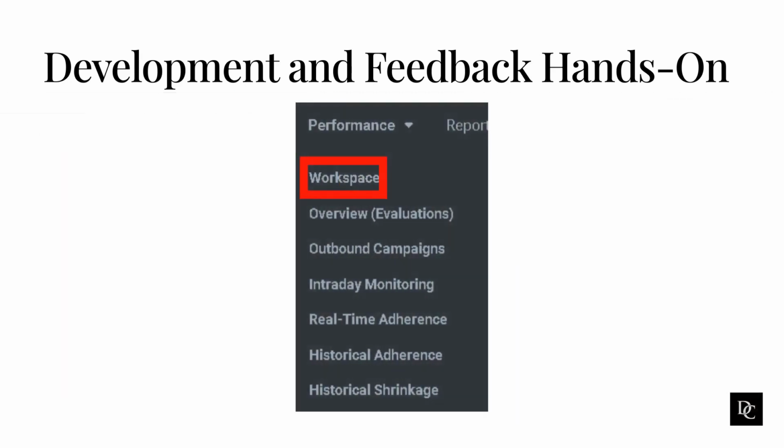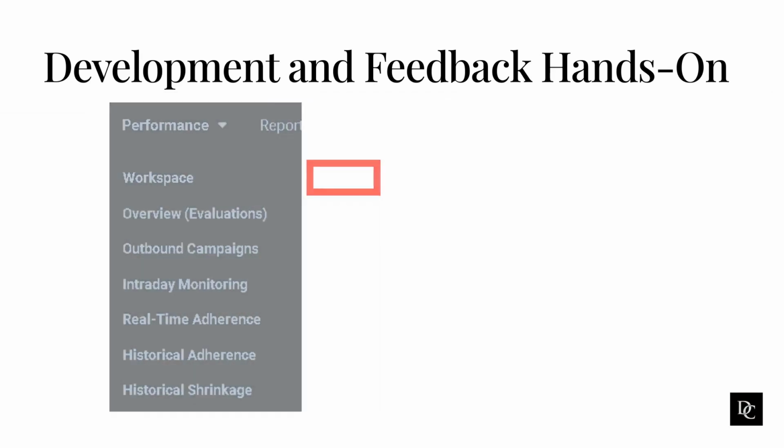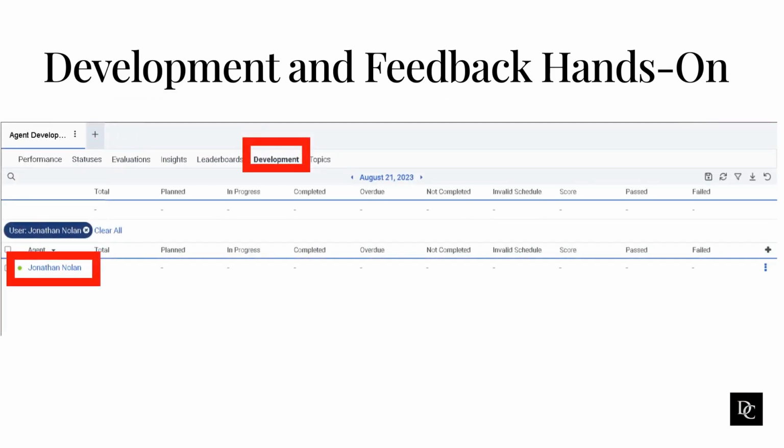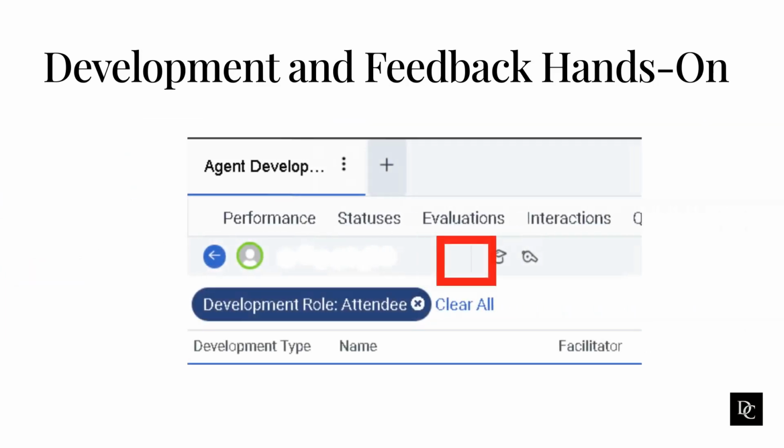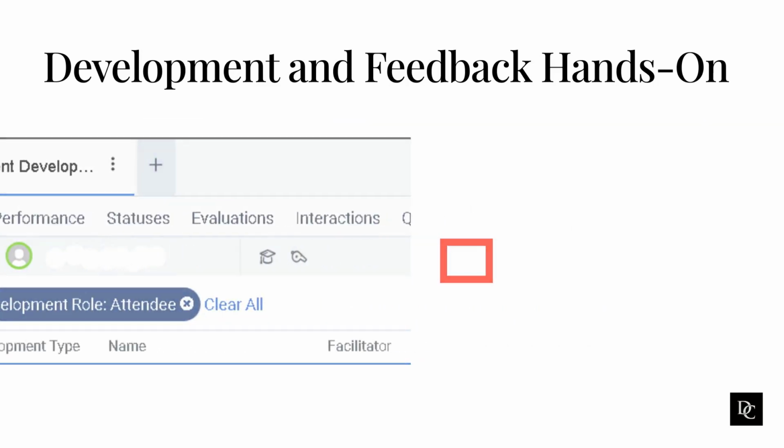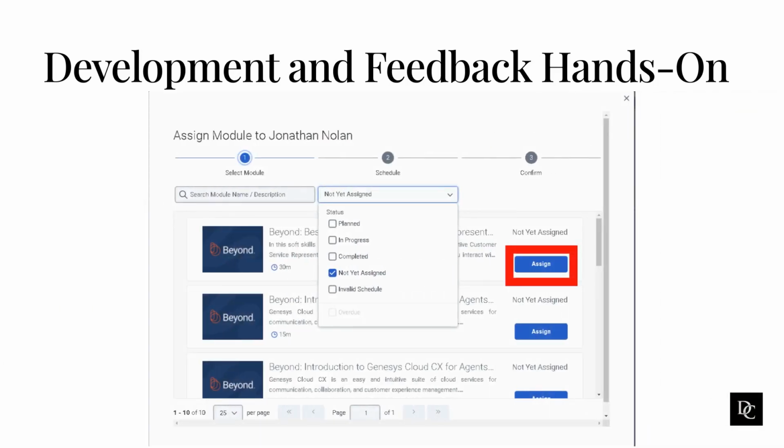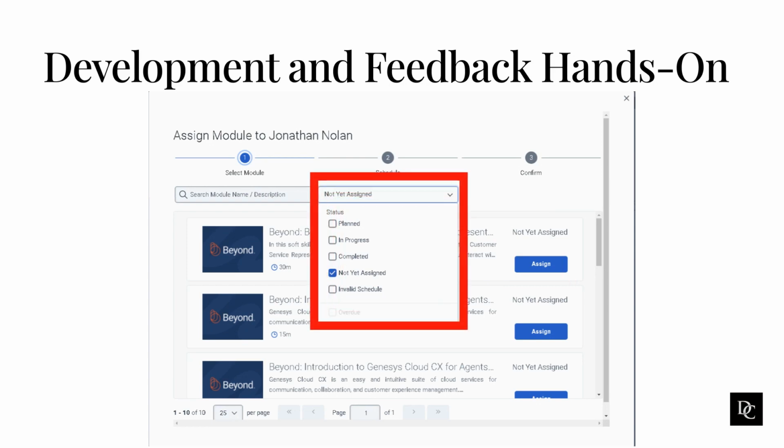Click Workspace under Performance. Under Employment Engagement, select Agent Development. Click the Development tab. Choose the agent that you want to assign a module. Click the Assign Module button at the top of the page. In the field at the top of the Assign Module window, search for the module you want to assign.